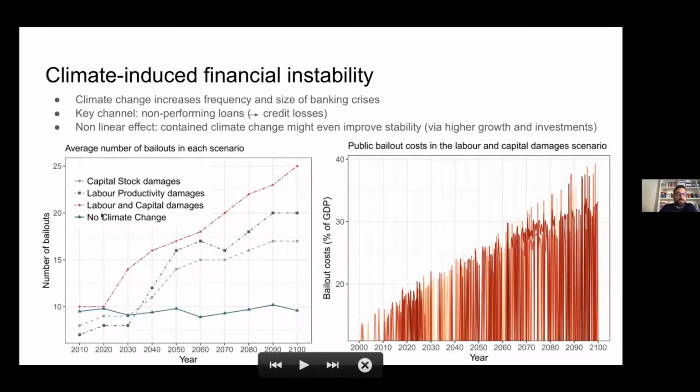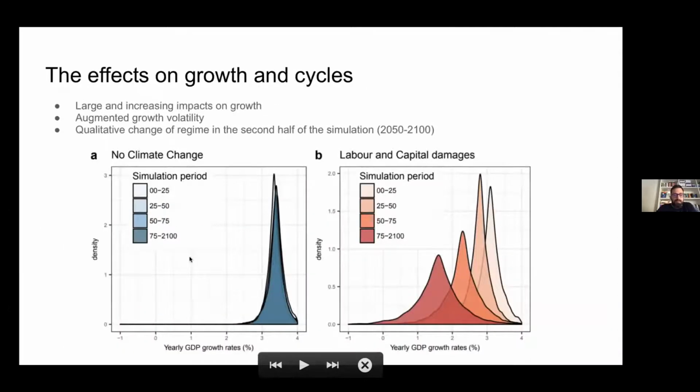As soon as we introduce climate damages, the number of bailouts, or the number of times that the government has to step in to rescue potentially insolvent banks, really increases. And it increases especially where we target both labor and damages to labor productivity and capital stock. So our damages are in levels at the micro level, but they produce a growth effect.